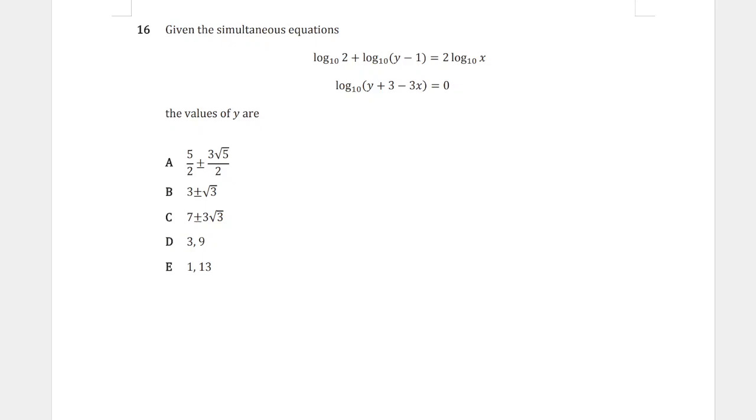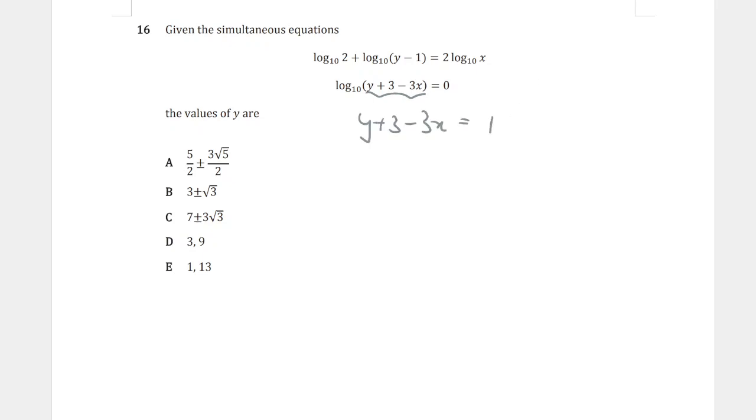Okay, so simultaneous equations, right? But then we have logs in them, annoyingly. So let's convert them into equations without logs. For example, the equation down below is the easier one, because if log of something equals 0, then the something must be 1. So y plus 3 minus 3x equals 1.